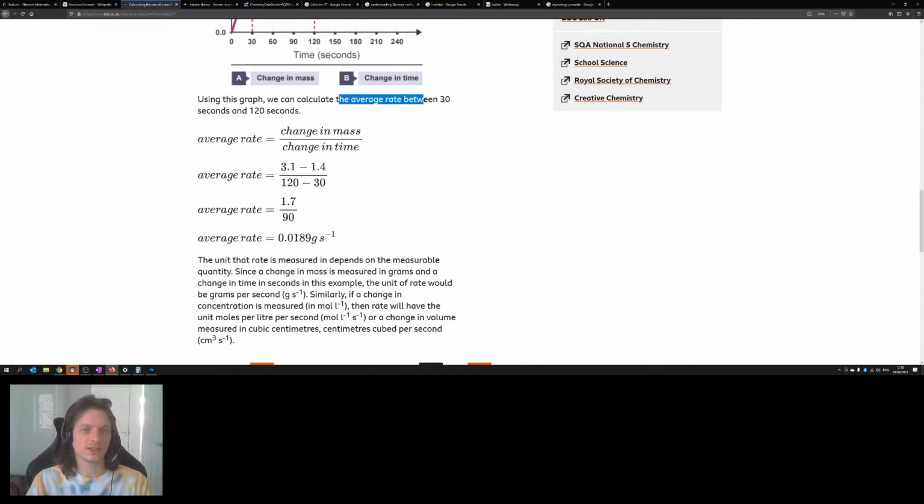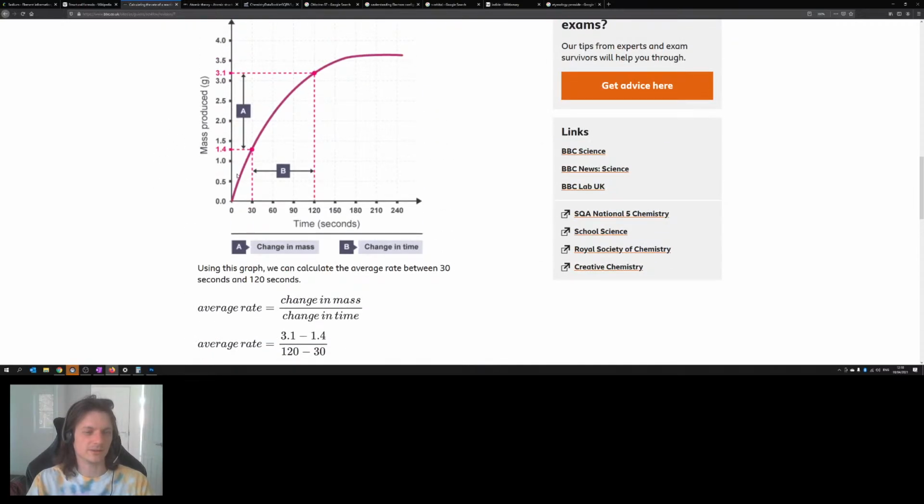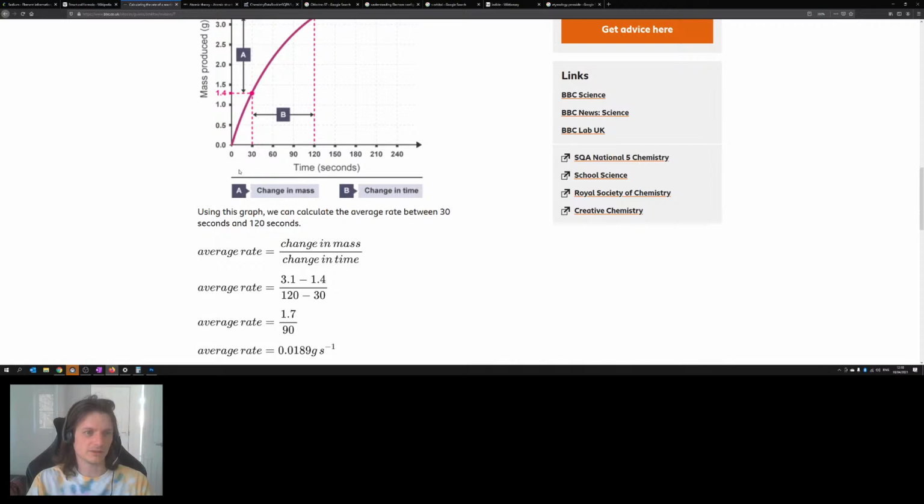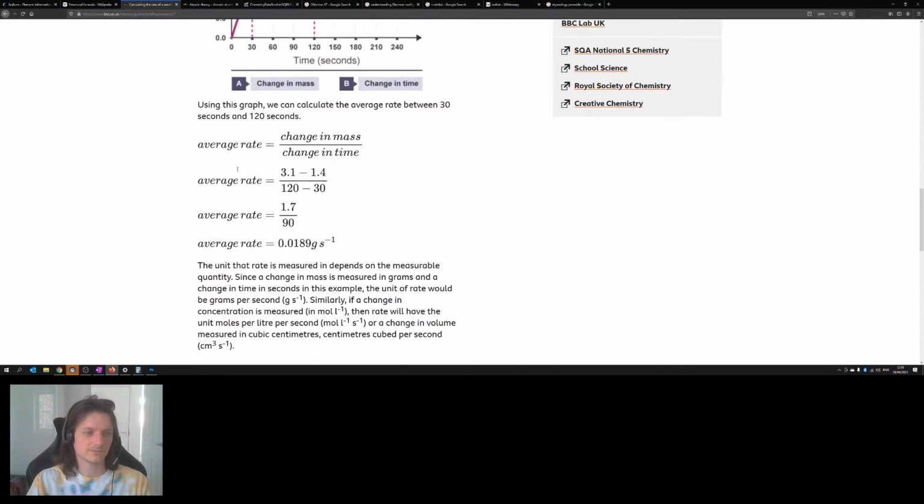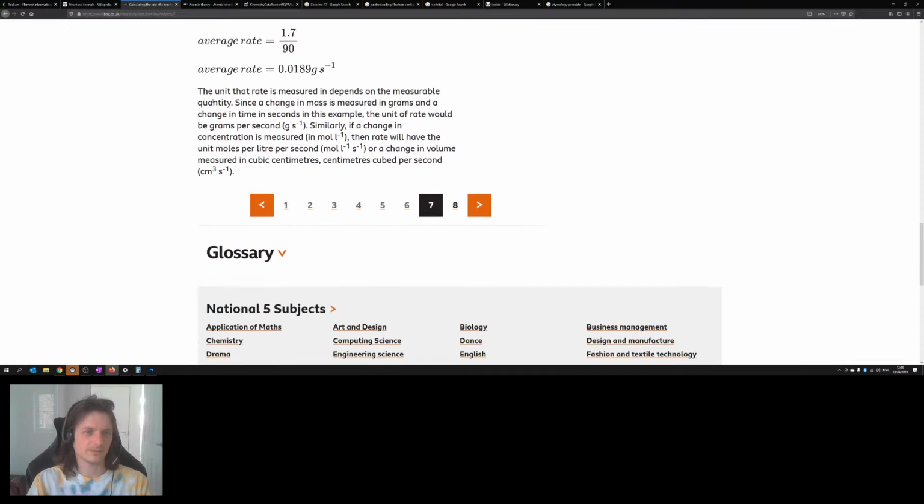Using this graph we can calculate the average rate between 30 seconds and 120 seconds. Average rate equals change in mass over change in time, so this is the derivative, which is the rate. Yeah, the unit of that average rate.